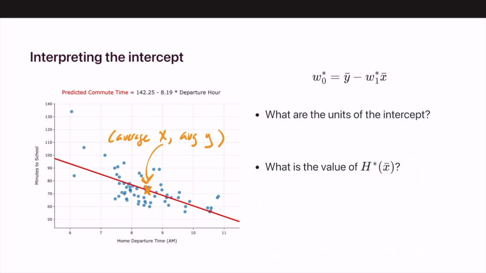But first, let's think about what the units of the intercept are. So the units of the intercept in this case are in minutes. So the units of Y are in minutes. And this makes perfect sense because this is the y-intercept, and the y-intercept, of course, has to intercept the y-axis, and the y-axis is the amount of minutes to school. So our intercept's always going to be in terms of minutes, and that's what you see right here, this 142.25. This is where this regression line intercepts with the y-axis. Again, this plot might be hard to read, but remember this is a 6, and in order to get to 0, it's going to be way out here. It just kind of goes like that.